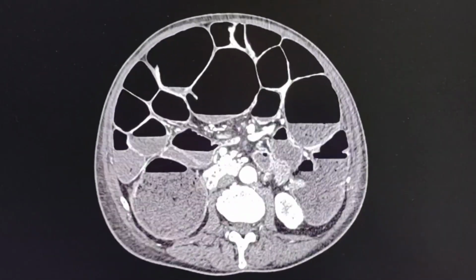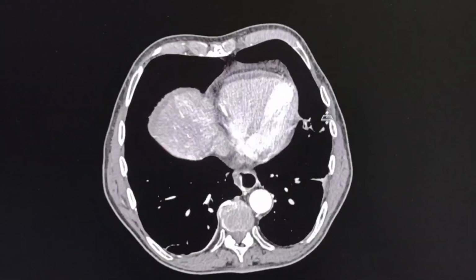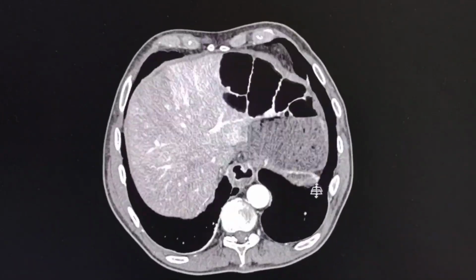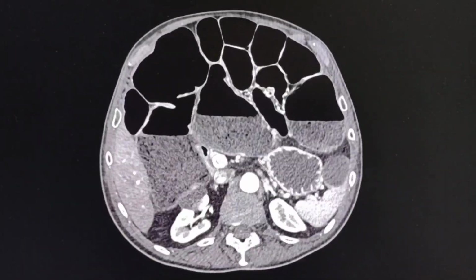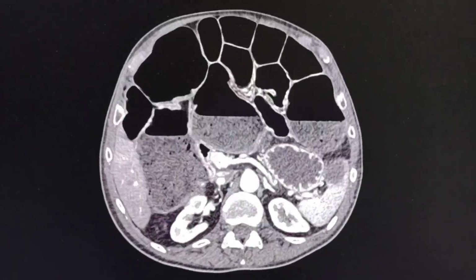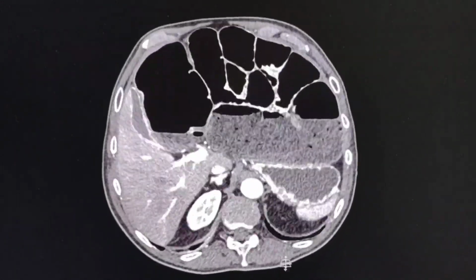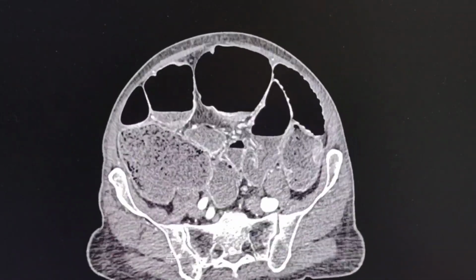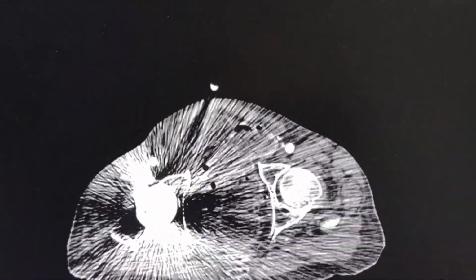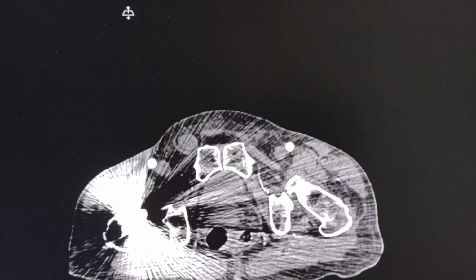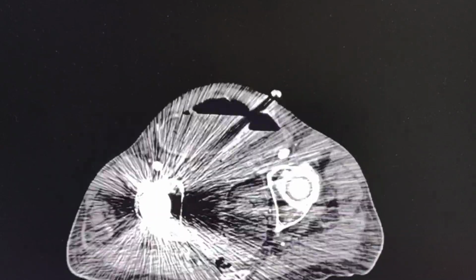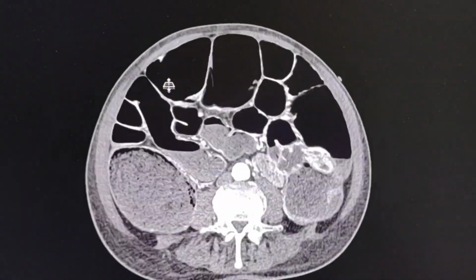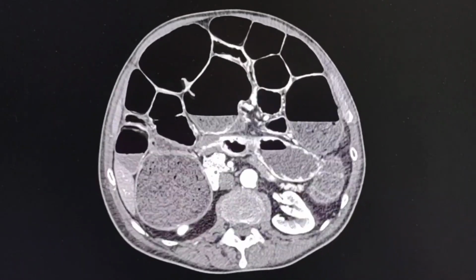So let's have a first look in the abdomen. As you can see, there is significant dilatation of the whole small and almost all the large bowel. Okay, now let's see some details here.